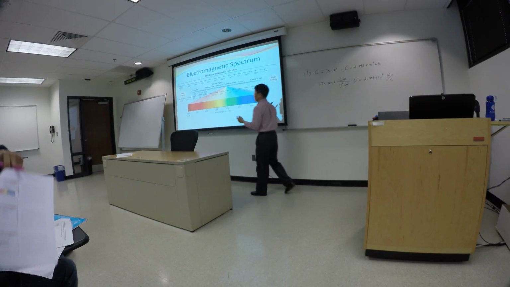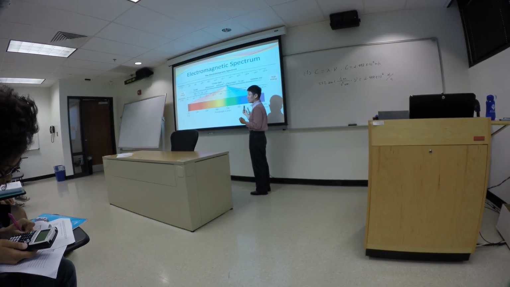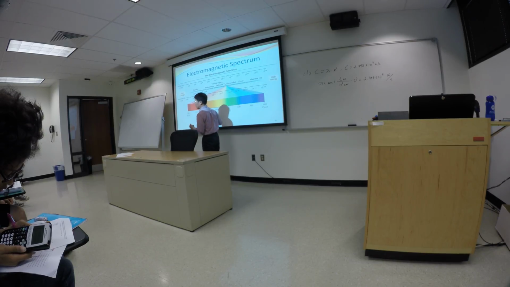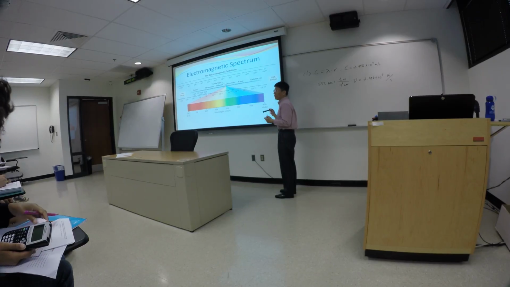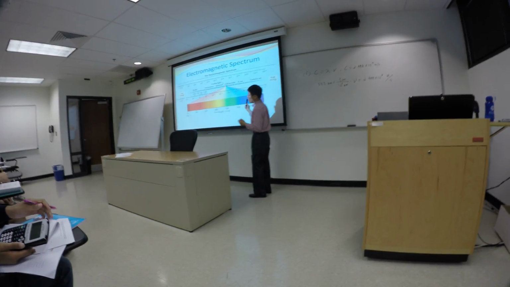This is everything that the human eye can see. We call it the visible spectrum. The visible spectrum starts at 750 nanometers in wavelength and goes to 400 nanometers in wavelength. Different colors are exhibited in this particular region.